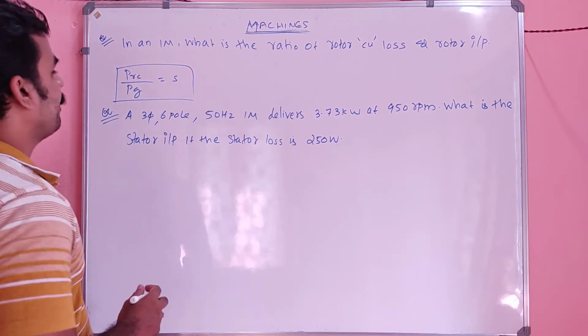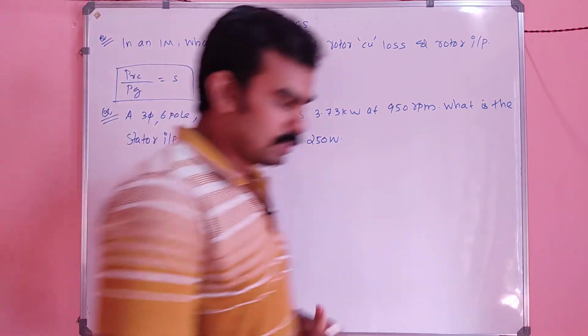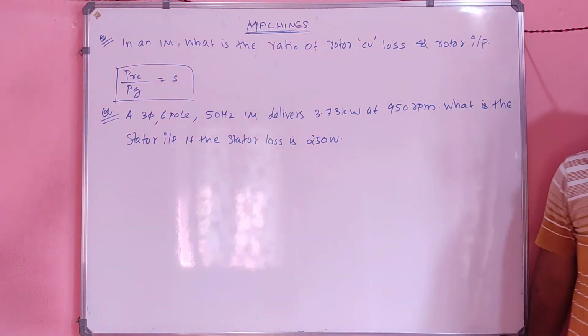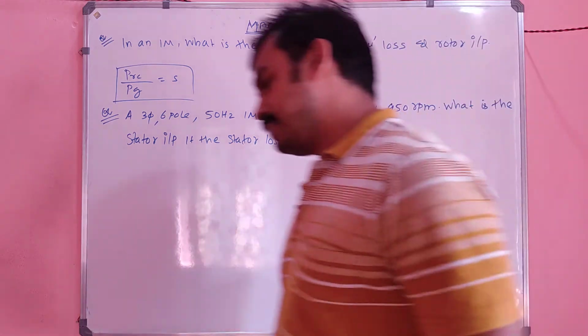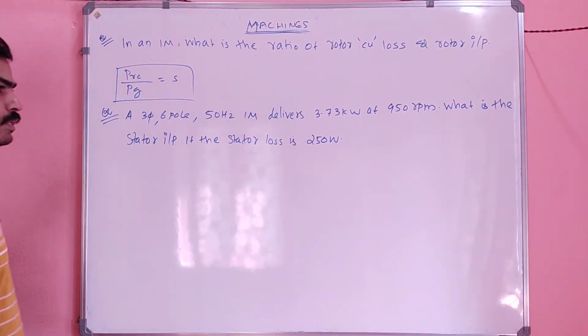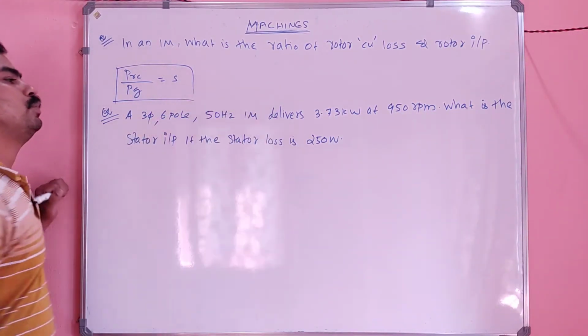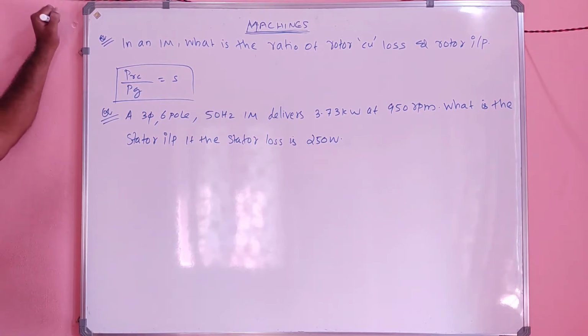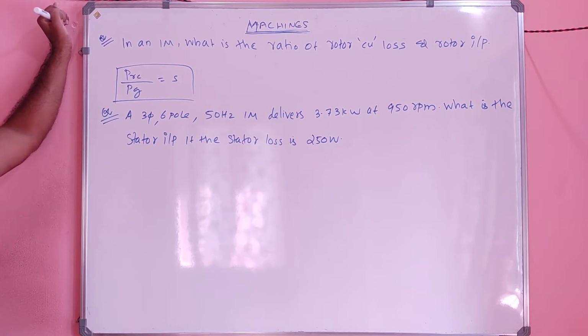See, my dears, read the question carefully. What it actually says. A 3-phase 6-pole 50 Hz induction motor delivers 3.73 kilowatt at 950 RPM.